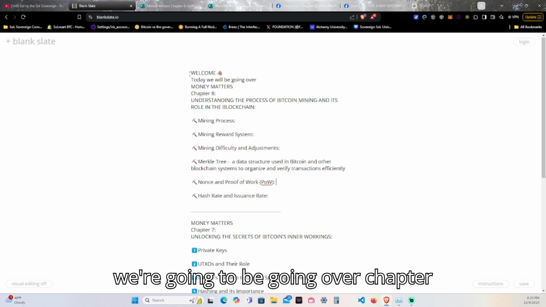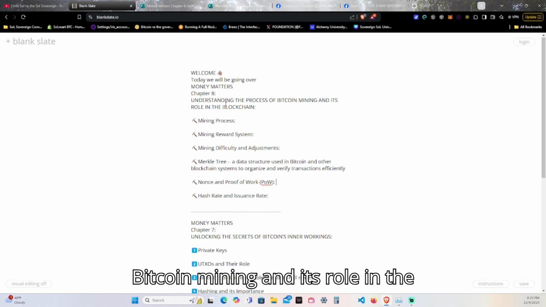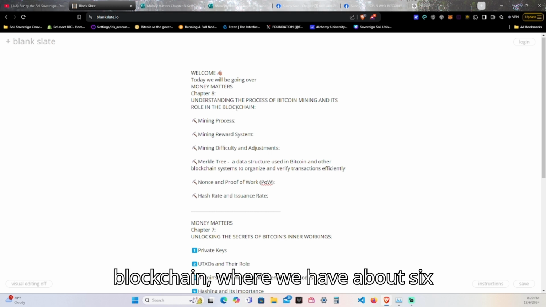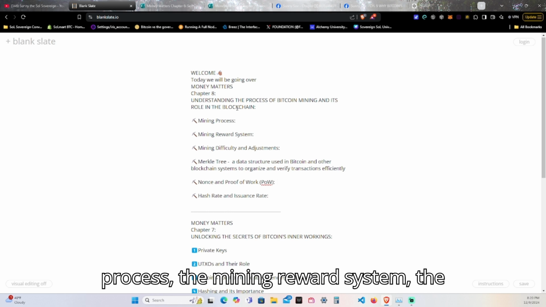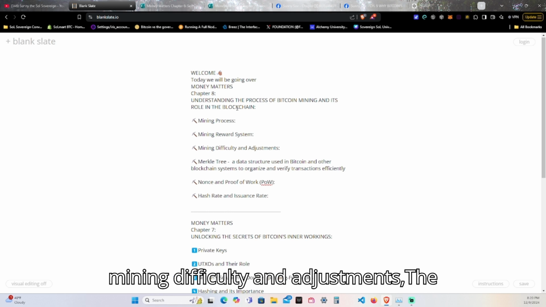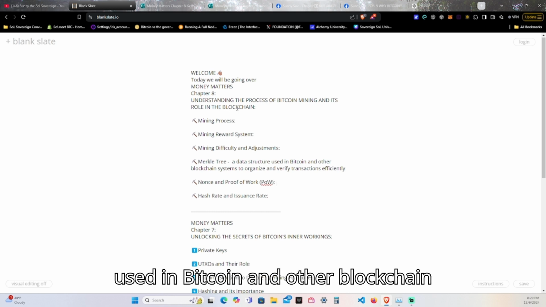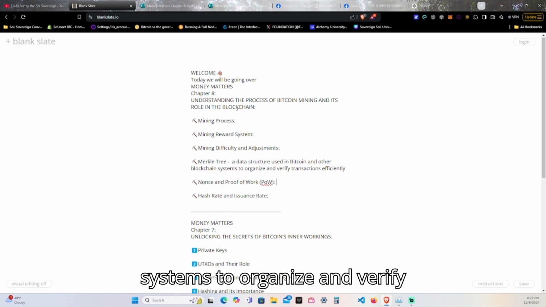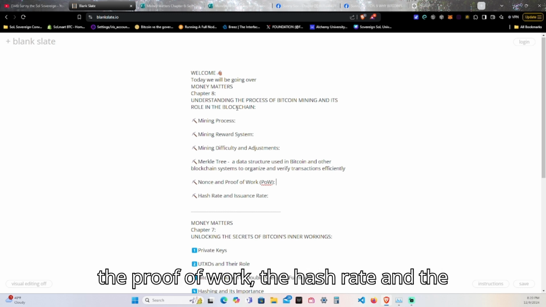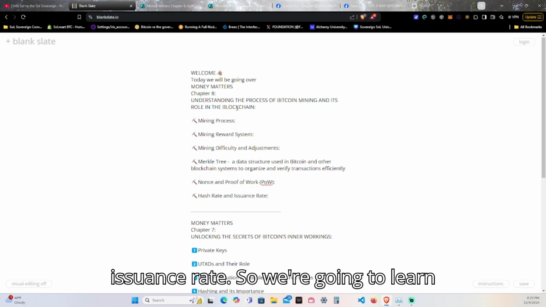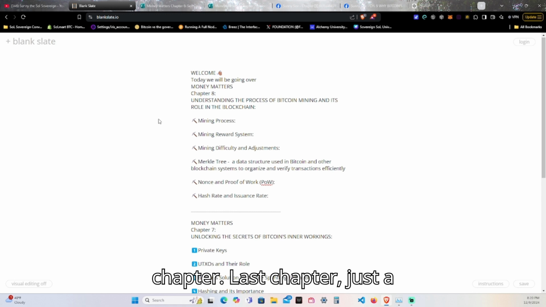So again, today we're going to be going over Chapter 8, Understanding the Process of Bitcoin Mining and its Role in the Blockchain, where we have about 6 key takeaways, which will be the mining process, the mining reward system, the mining difficulty and adjustments, the Merkle tree, which is a data structure used in Bitcoin and other blockchain systems to organize and verify transactions efficiently, the nonce and the proof of work, the hash rate, and the issuance rate. So we're going to learn about what really all these are in this chapter.